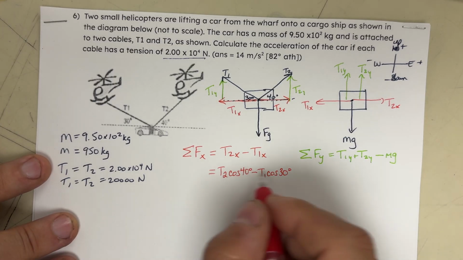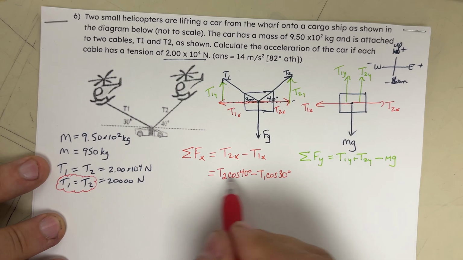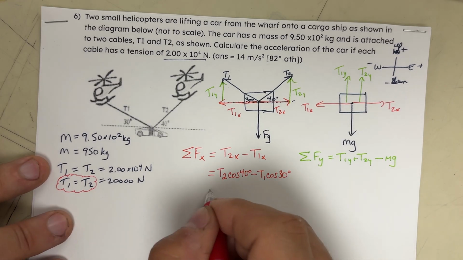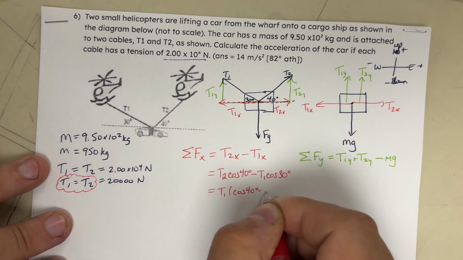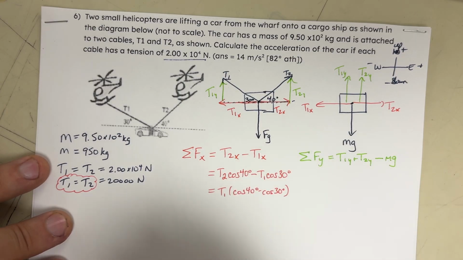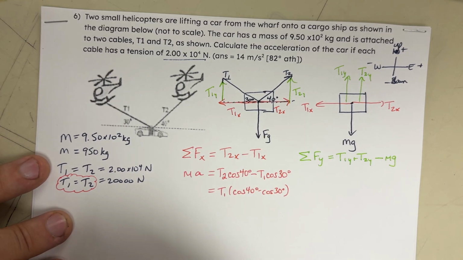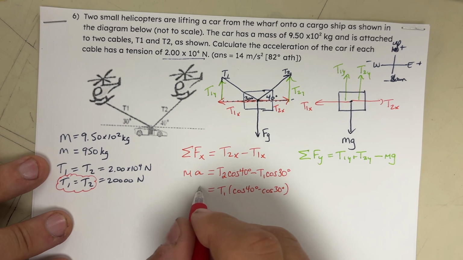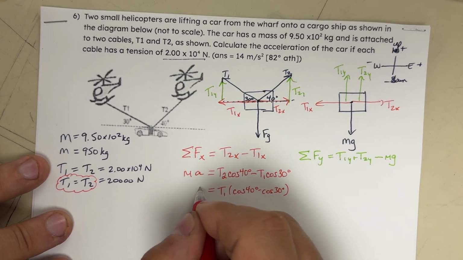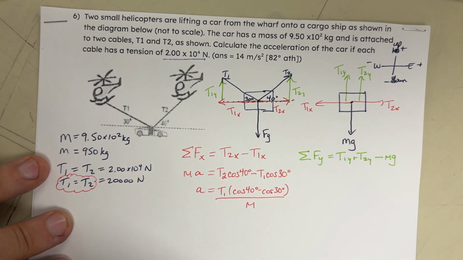Now, T1 and T2 are the same, right? So since these are the same, I can pull them both out and say T1, and then it's just the cos of 40 minus cos of 30. I don't really know if that helps me or not. And then this equals m times acceleration. I'm looking for the acceleration, so that'll be this divided by the mass, essentially.